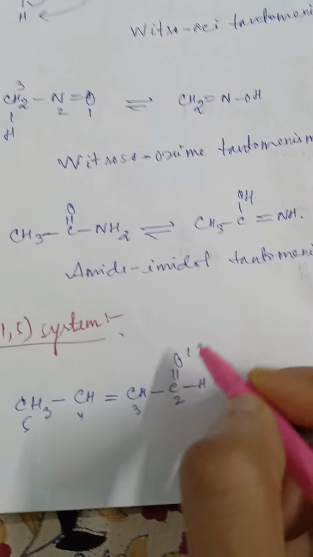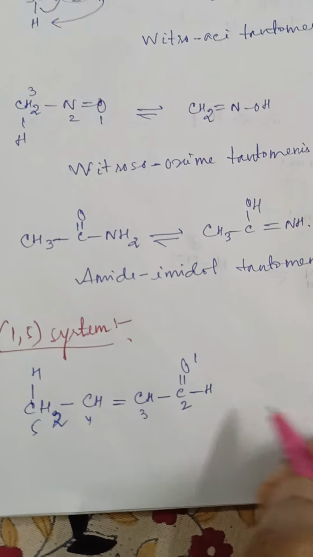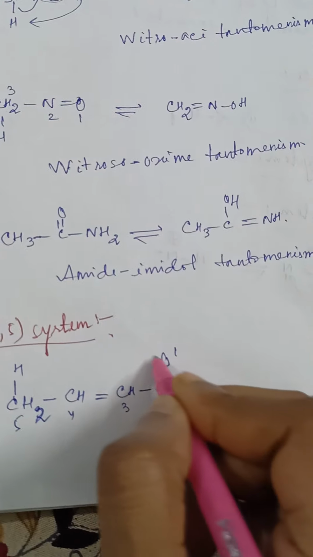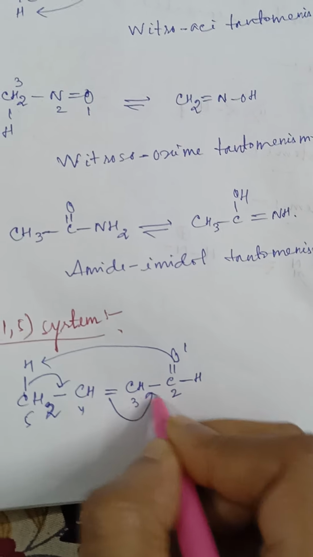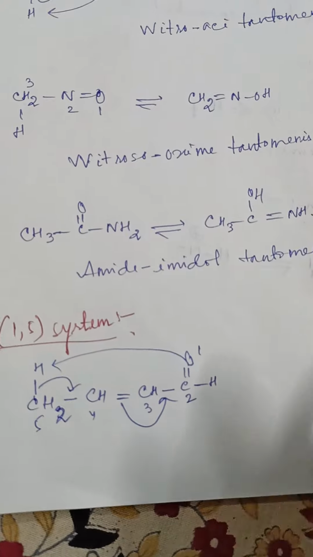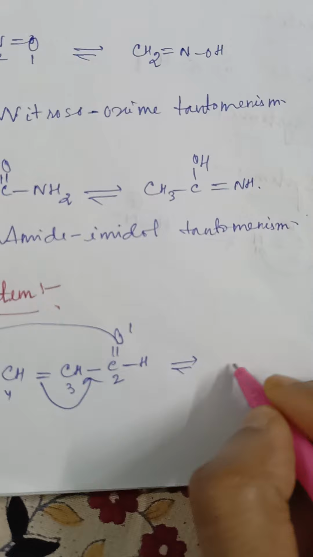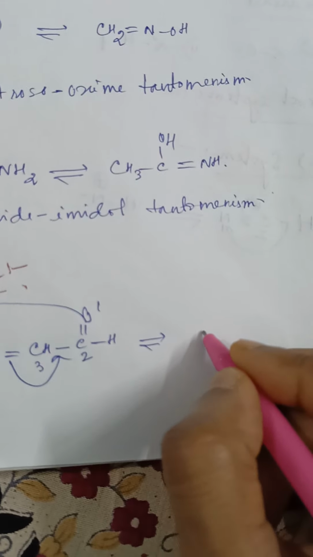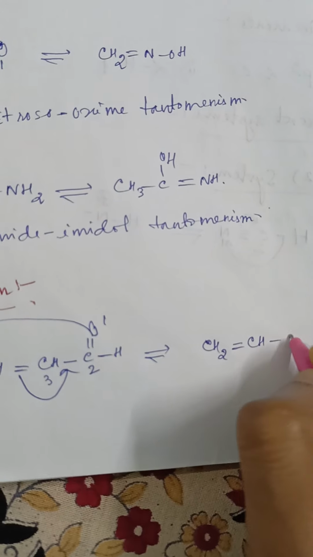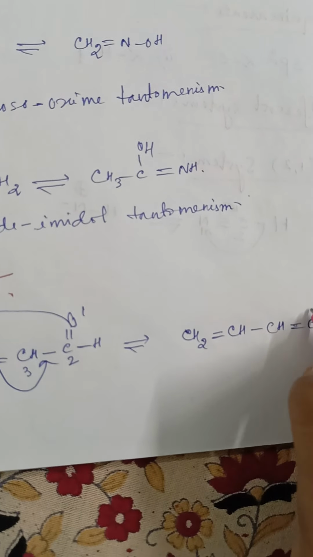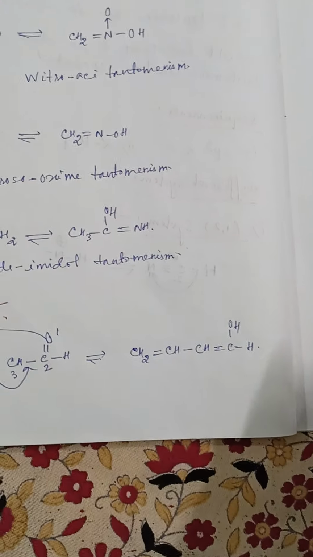Okay, so now what will happen? I'm writing this hydrogen like this. The same thing will happen. This oxygen will abstract this hydrogen and then the shifting of double bond. So we'll end up with the product like CH2 double bond CH, CH double bond COH H. Okay.